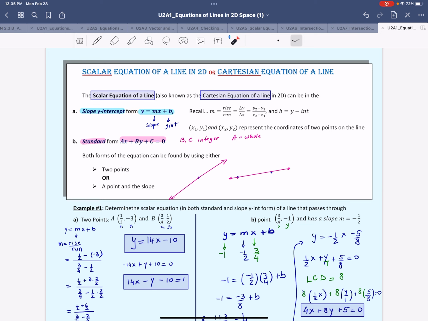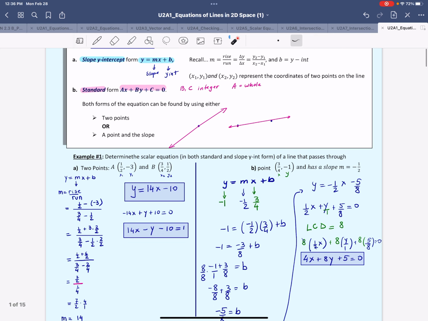And now we're going to transfer this same concept to find the equation of a line using vectors. Now, in order for us to be able to understand how to find the equation of a line using vectors, we need to be able to know how to draw a line using vectors.